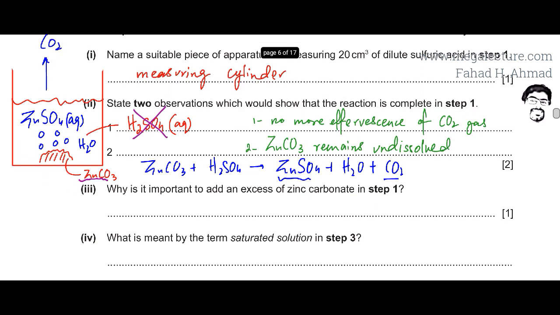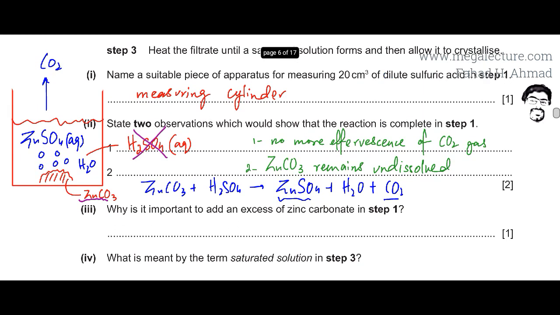Now moving to the other part: why is it important to add an excess of zinc carbonate in step 1? The reason why you need to add more zinc carbonate is so that all the sulfuric acid, your other reactant, completely gets used up. It finishes. So to remove the other reactant from the solution, or to get rid of H2SO4. So the answer is so that all H2SO4 aqueous gets used up.